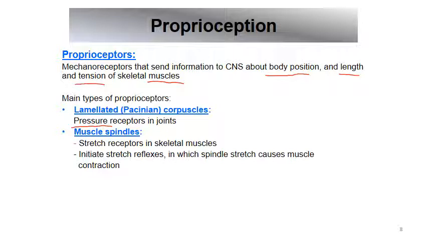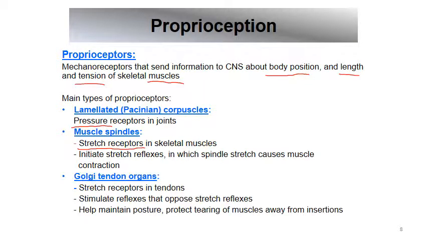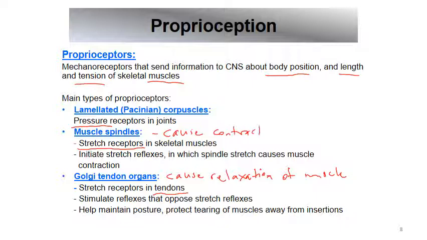Muscle spindles, you actually learned about this in A&P1, but so these are the stretch receptors. They initiate the stretch reflexes. And so when there is a stretching in the muscle, it causes the muscle to contract instead. Then the Golgi tendon organs, know that these are located in the tendons, and they're actually opposing the stretch reflex, meaning that they actually cause relaxation in the muscle. Okay, but the muscle spindles do the opposite. They cause contraction of the muscle due to too much stretching.